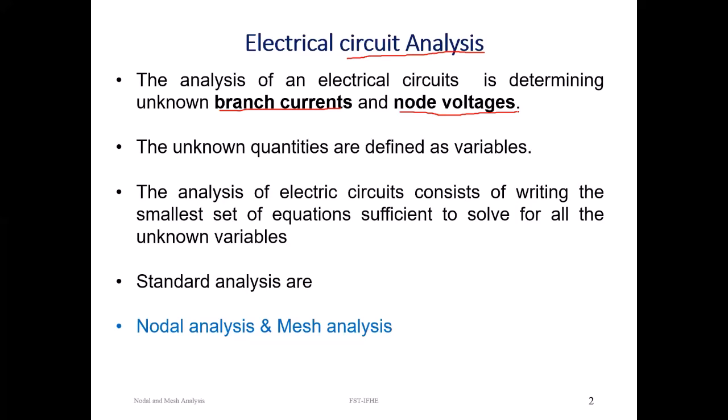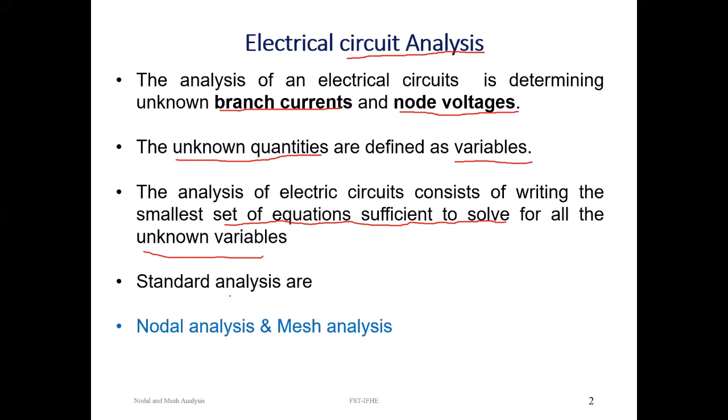That n number of equations are not defined. But if you want to solve the electrical circuit using computer software, or you want to develop software which can solve and give the unknown branch currents and unknown node voltages, then we need to follow a certain scientific procedure. So in electrical circuit analysis, first we define unknown quantities as variables. Then we apply KCL and KVL at nodes and along meshes, which results in a set of equations sufficient to solve the unknown variables.